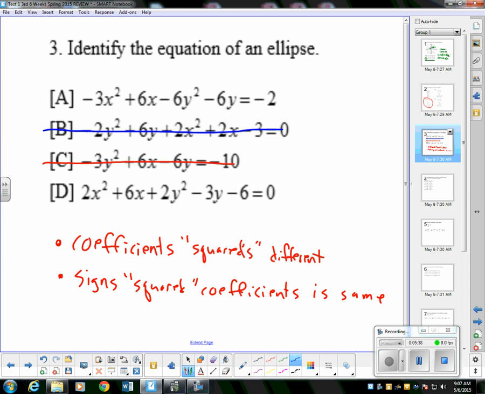And then, well, answer choice D, those coefficients are... Yep. And are our signs the same for both? Yes. You have a negative here and a negative there. So therefore, the answer choice there has to be A. And that comes from just being able to identify the conic based on the general format there. All right?